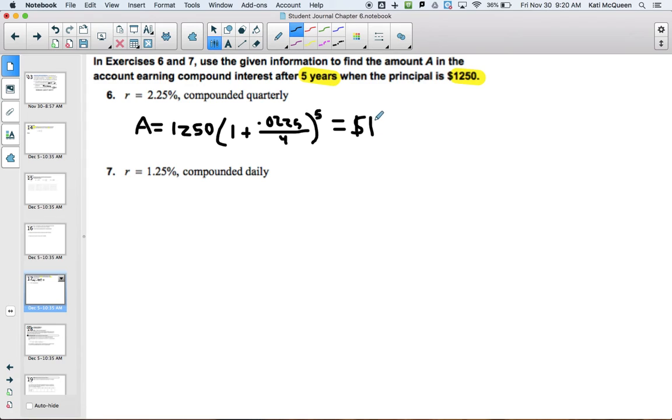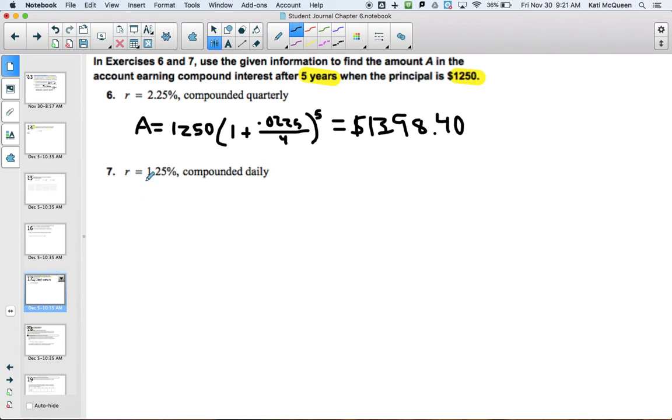So I get $1,398, and since this is money, I definitely want 2 decimal places, so 40 cents. Okay, so if I leave my money in this account for 5 years and don't touch it at all, this is how much money I'll end up with. All right, let's try another one, same idea. So if you're feeling okay about this, this would be a good time to pause. Go ahead and set this one up and try it yourself, and then come back and see how you did.